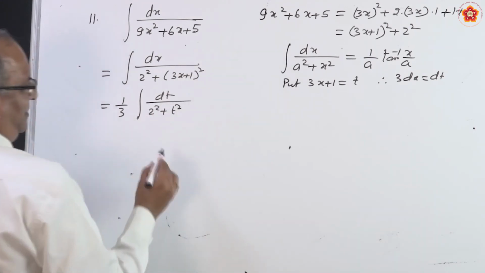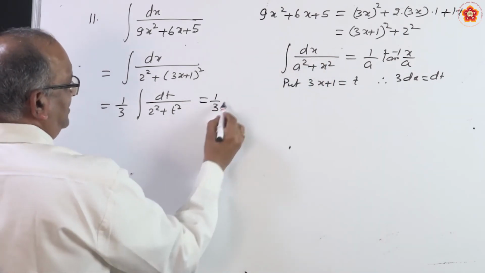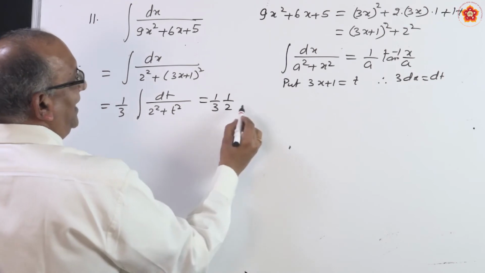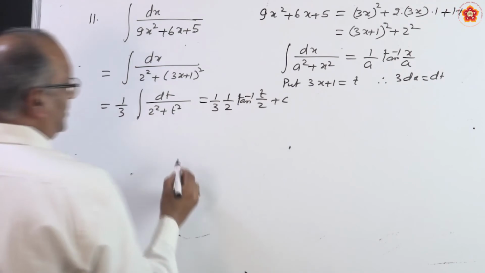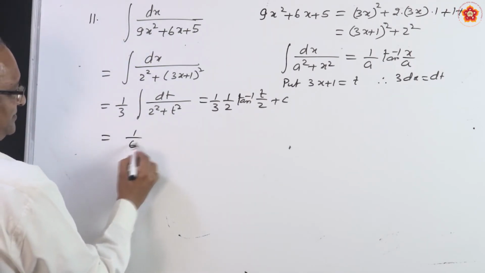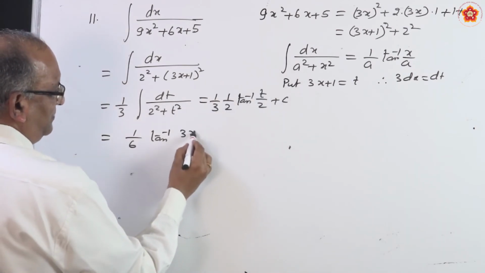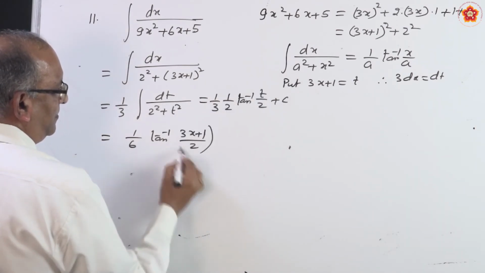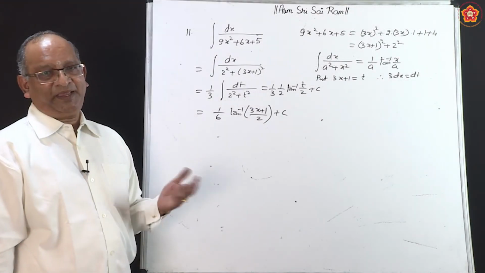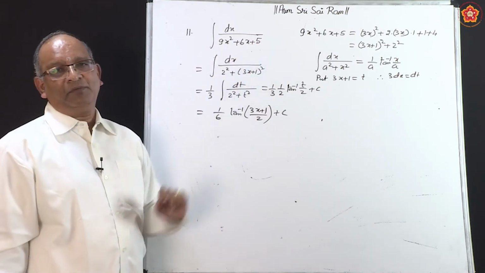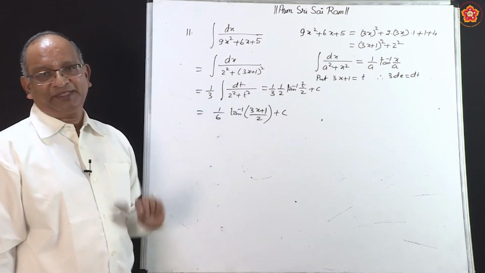Now use the formula. So the answer is going to be 1 by 3, anyway going to be there, times 1 by a, that is 1 by 2 tan inverse t by 2 plus c. So it can be written as 1 by 6 tan inverse t. What is t? 3x plus 1 by 2, plus c is the answer. So in this way, even if the denominator is in the form of a quadratic polynomial, we can solve it. Okay? Let us move to the next.